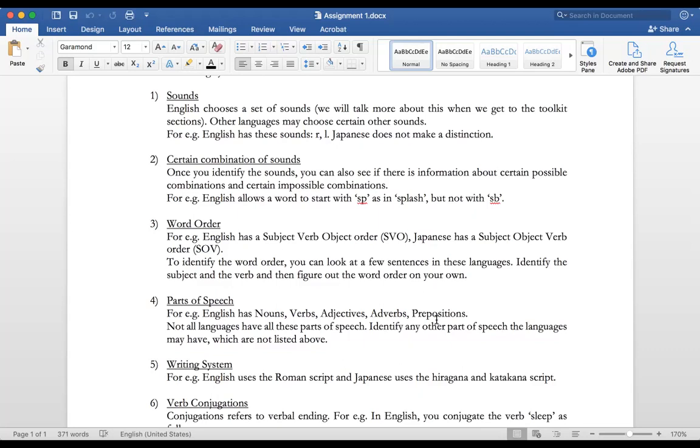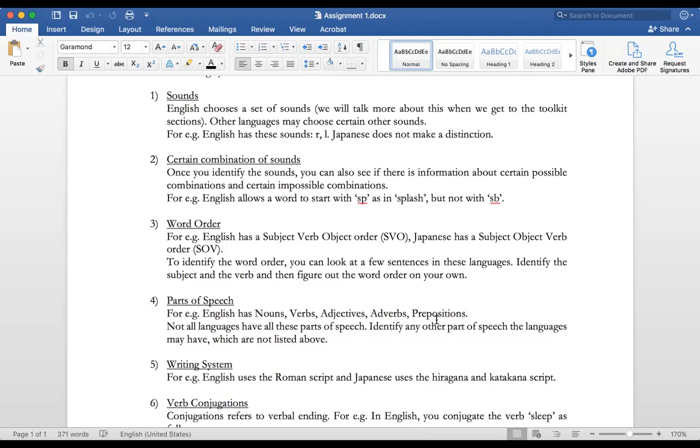You can also look for information about certain combinations of sounds. So for example, what do I mean by combinations of possible sounds? In English, you can have words that begin with sp, like splash, but you cannot have words that begin with s and b, sp, zb, right? Very difficult for English to have sounds that start with s and b. It's not allowed phonotactically, right? So that's what we mean by combination of sounds.